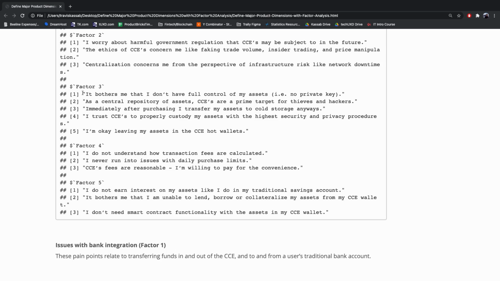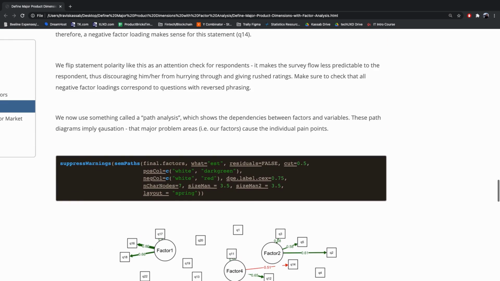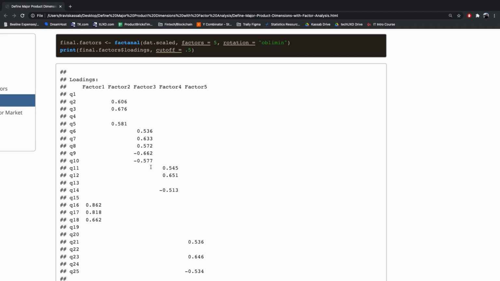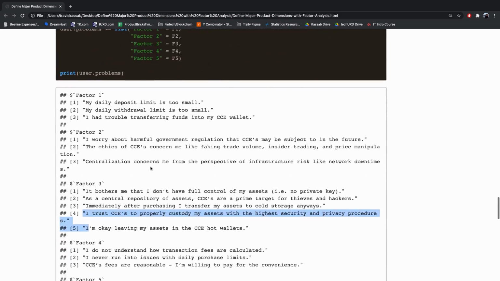Okay, let's break down these pain points on factor 3. The first 3 are negatively phrased, and the last 2 are more positively phrased, right? So this is where the negative sign comes in on the factor loading. For factor 3, the last 2 loadings should be negative in order for this to still make intuitive sense for us. So let's go back up and look at the factor loadings on factor 3, and the last 2 are indeed negative. We flip the polarity of the statement that we give respondents just as an attention check to the respondents.